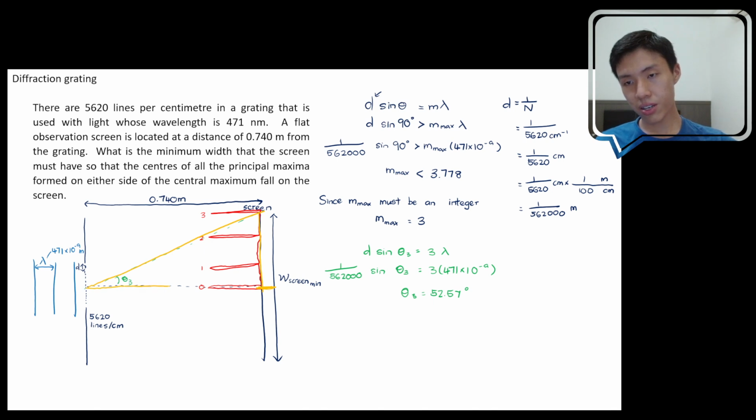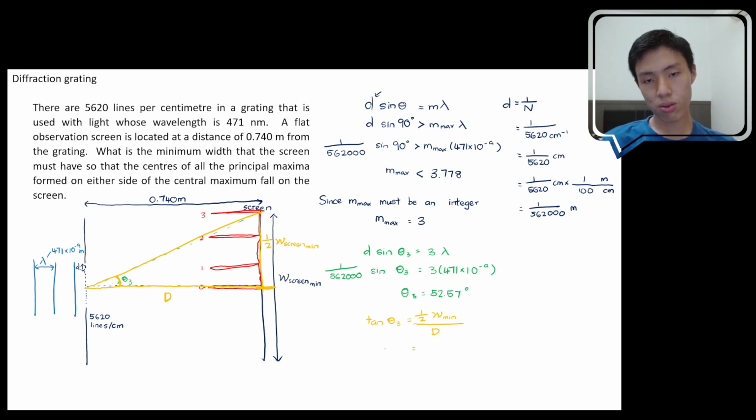In this right angle triangle, we have our angle theta, the distance between the slit and the screen as our adjacent, and half of the minimum width of the screen as our opposite. So from here we can build an equation based on trigonometry to find the minimum width of the screen. We know that tangent theta 3 is equal to the opposite, which is half the minimum width of the screen, let's write W minimum, divided by the adjacent, which is D.